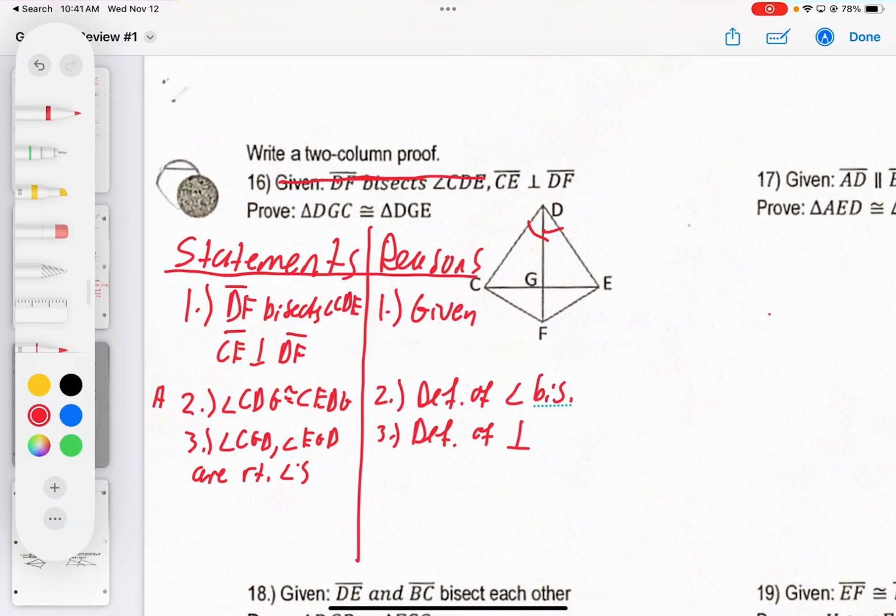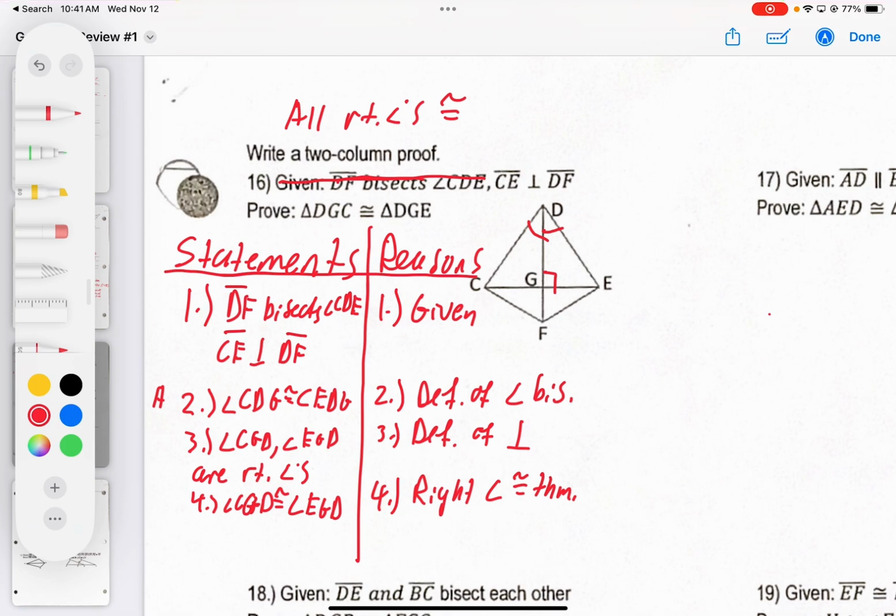If I know they're both right angles, what can I say about them? They're equal, they're congruent. So my next statement is that angle CGD, man, I keep doing that, CGD is congruent to angle EGD. Anybody know what reason that is? Braden? I don't have a reason. Okay. We're going to say right angle congruence theorem. One thing you could say is all right angles are congruent. That's what that theorem says.